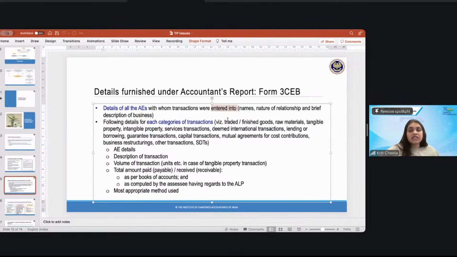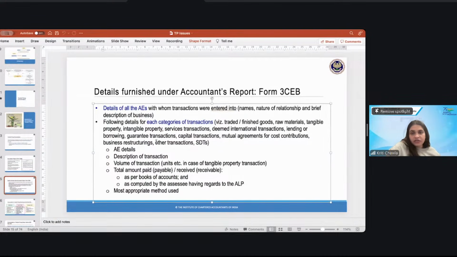And it will talk about these categories of transactions: finished good, traded goods, tangible property, intangible property, service transaction, deemed international transaction, borrowing, guaranteed transactions, capital transactions, cost contribution, business restructuring, etc. All these transactions it will talk about. So when you look at a particular clause there, it will talk about which is the AE with which you have undertaken this transaction. Give a brief description of the transaction, volume of the transaction as in the quantity, then the amount as per books of accounts and the amount as per ALP. And you'll have to tell them about the most appropriate method which is used to benchmark this kind of transaction.